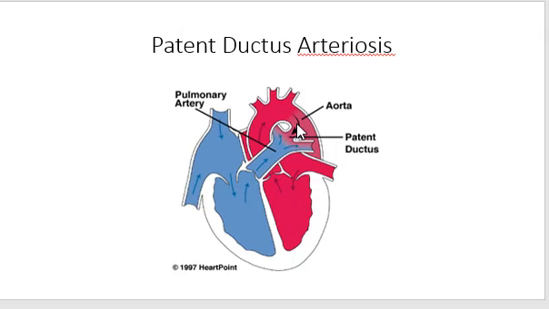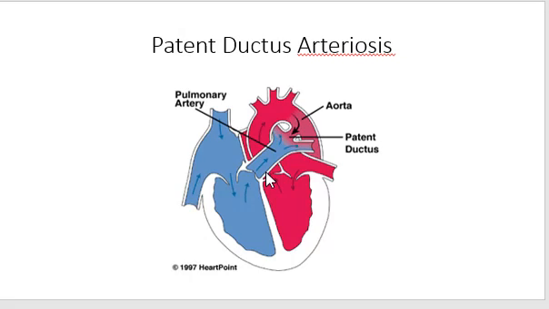So the condition with patent ductus arteriosus is that the continued patency of this vessel will allow blood to flow from the higher pressure aorta to the lower pressure pulmonary artery, and this will cause a left to right shunt. And basically, your pathophysiology is that the hemodynamic consequences of a PDA depend on the size of the ductus and how much pulmonary vascular resistance there is.